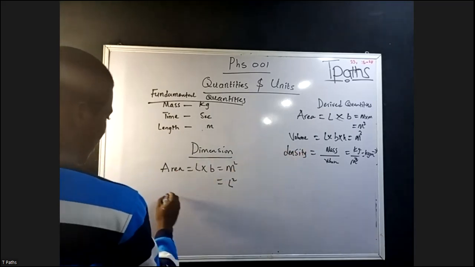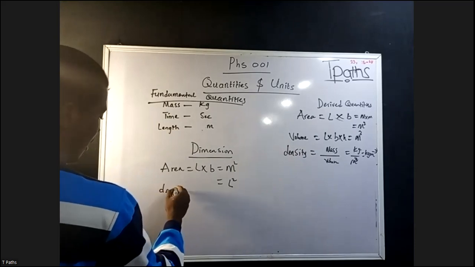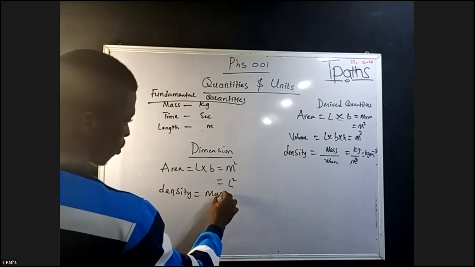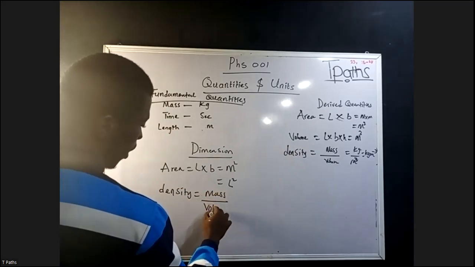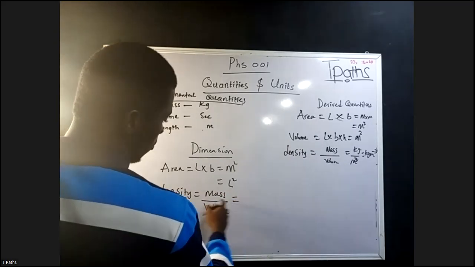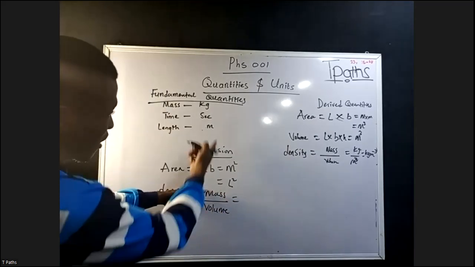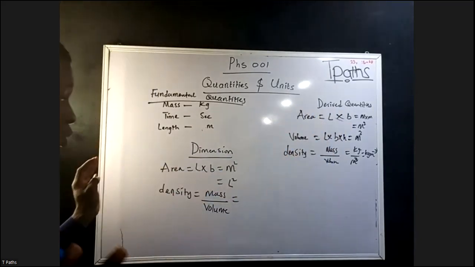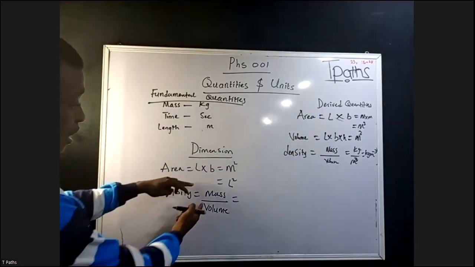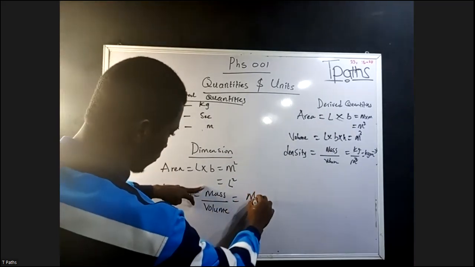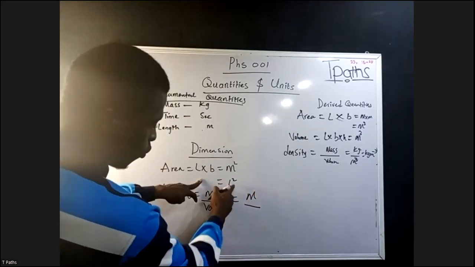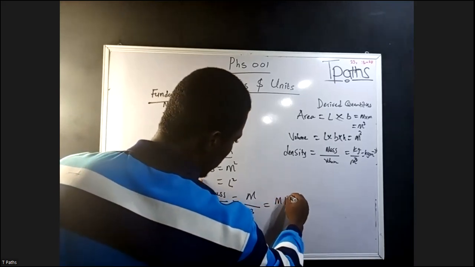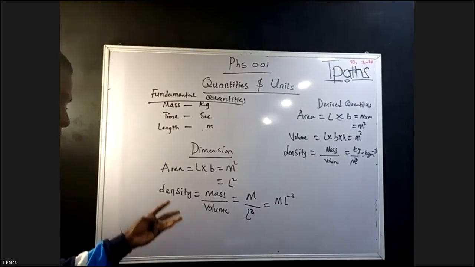For example, this density I've written here, if I want to write it in the form of dimension, we know that it is mass over volume, right? So for mass, instead of writing kilogram, which would be a derived unit, I'm going to write it as M over volume, L cube, which can be written as well as M L raised to power minus 3. So I think that is clear.